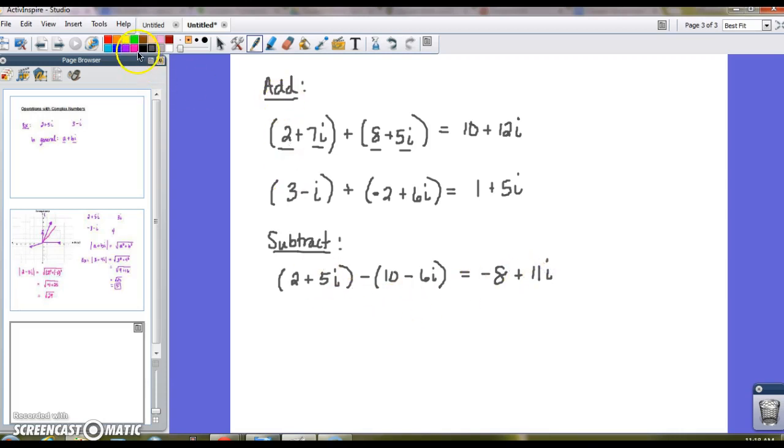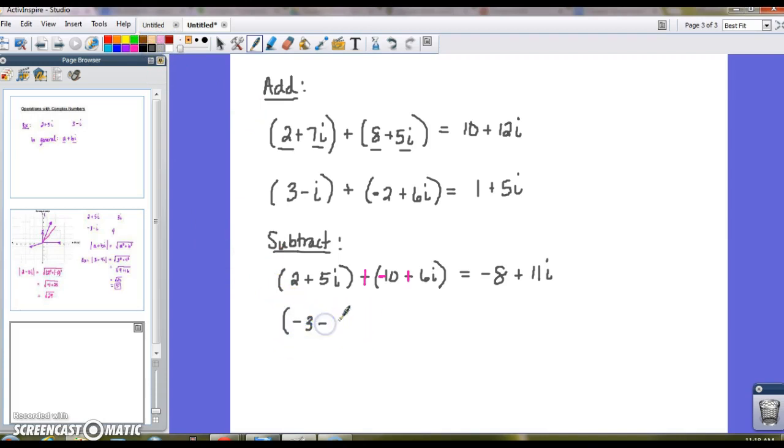Some people find it easier to change it to an addition problem. If this is easier for you, go ahead and do it. Change this to addition and then make sure you change the sign of everything after it. So I have 2 plus negative 10 is negative 8. 5i plus 6i is 11i. Okay, just make sure that you're careful with your signs.